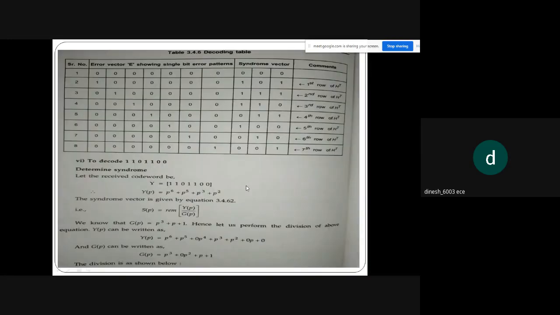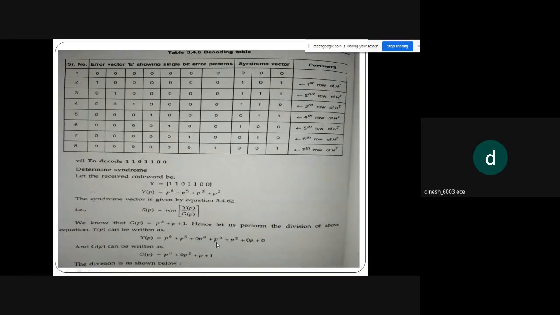So now how do I find the syndrome? The syndrome polynomial can be obtained by finding the remainder of y of p divided by g of p. So what is this y of p? Y of p is given here, as we have found above from the question. G of p is also given in the question: p power 3 plus p plus 1.